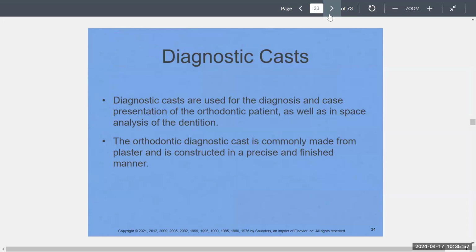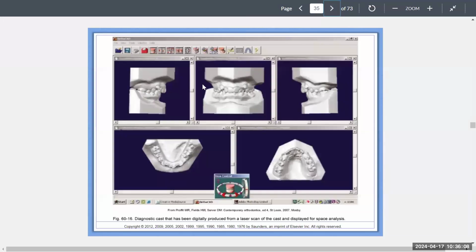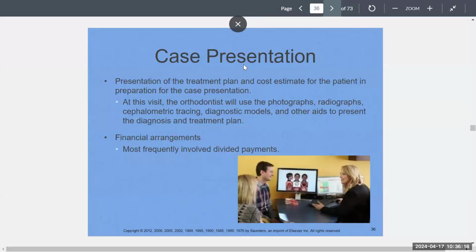Okay, the casts, of course, those are used for space analysis. We want to see the distance from one tooth to another. We want to see how the teeth come together, and it's very precise. As you did this in dental materials, it basically tells you how the patient looks beforehand. And then a case presentation, this stuff really helps with case presentations, along with when you want to present the treatment plan or a cost estimate to the patient.